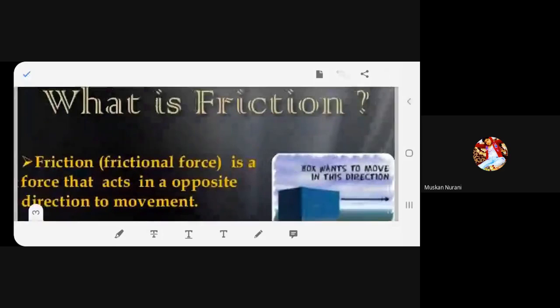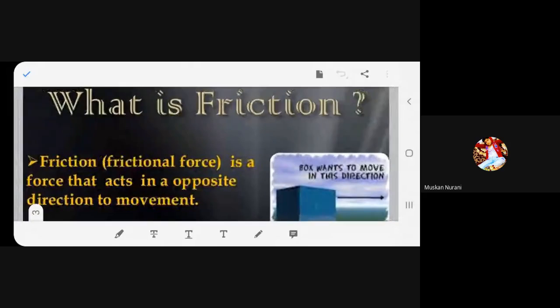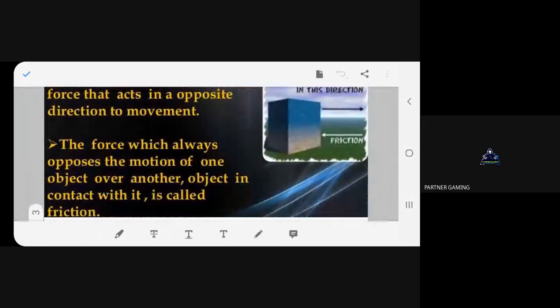There's a network problem maybe. Friction is a force which acts in the opposite direction from movement. Now, if you are moving in this direction, the friction force will be in the opposite direction. And if you are going backwards, then the friction force will again be in the opposite direction. This is what you have to remember. This force will always oppose the motion of one object over another that it is in contact with. That is called friction.